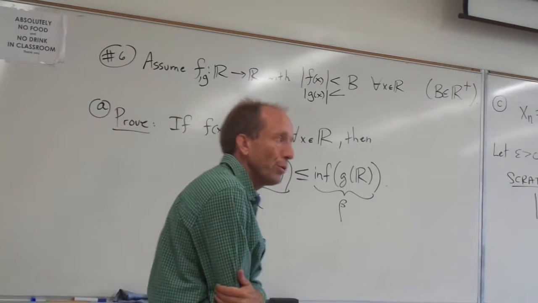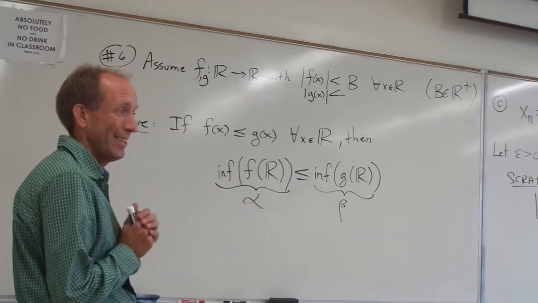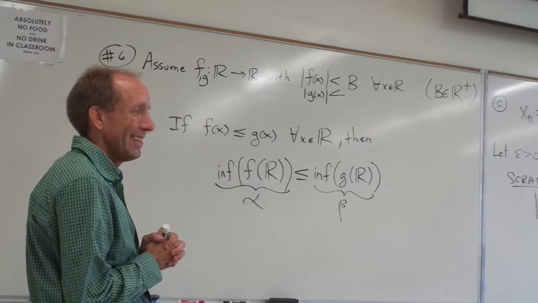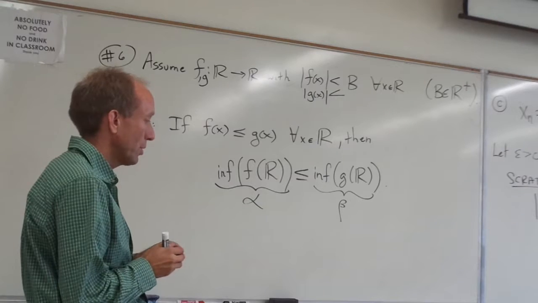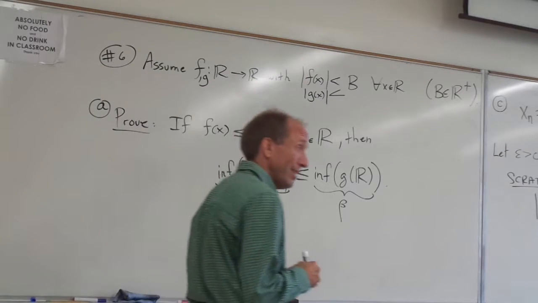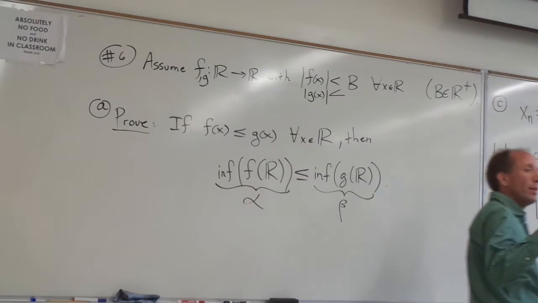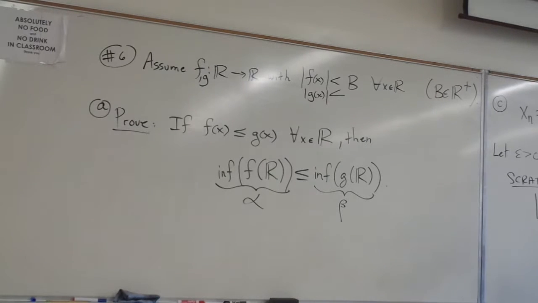I actually gave you a homework problem that's very similar to this, that you've already done. Where, let's see, what was it? A was a subset of B, and you proved that the inf of B was less than or equal to the inf of A. Remember that problem from the recent homework? This is similar, it's just being done in the context of functions.